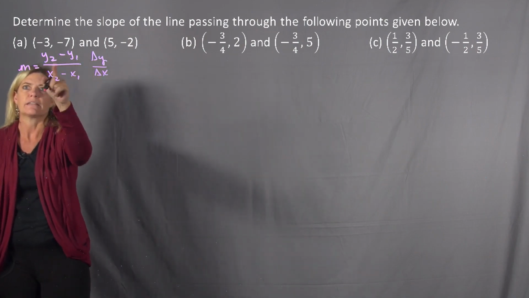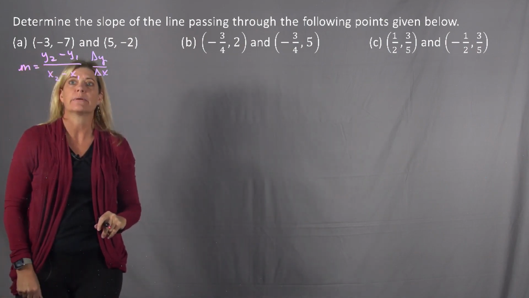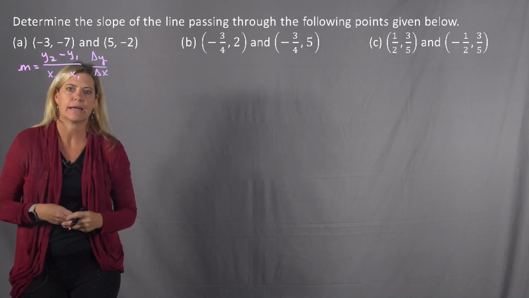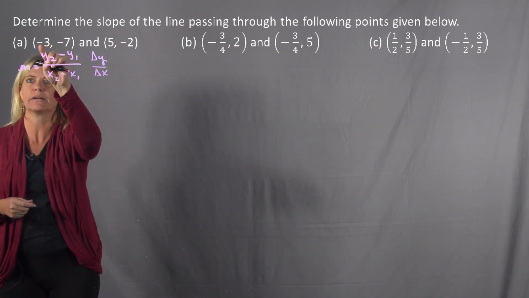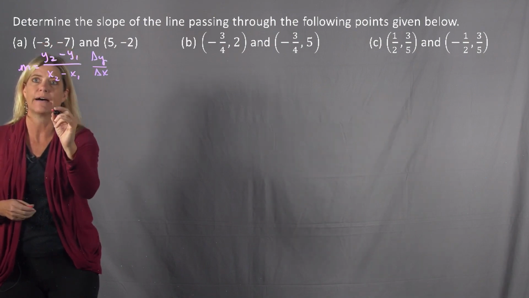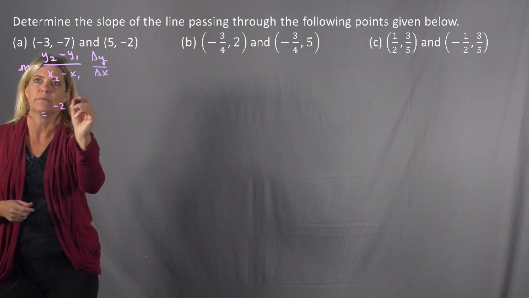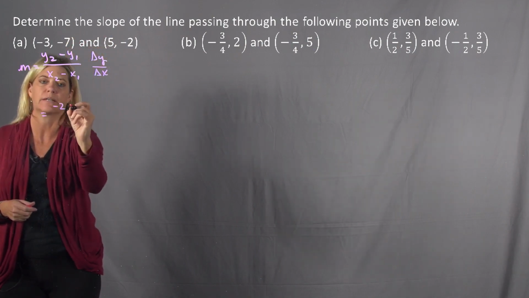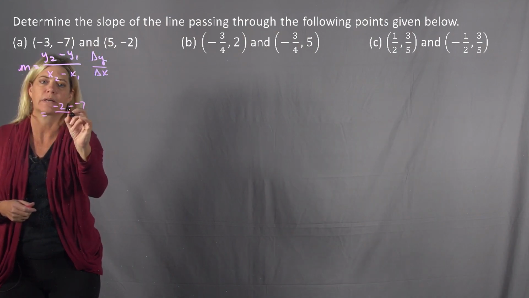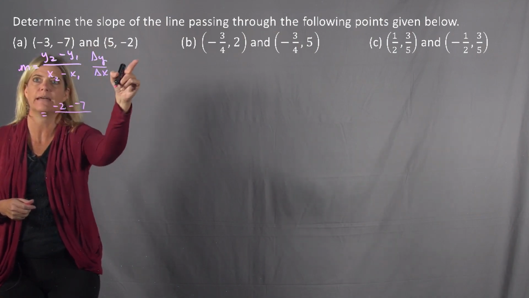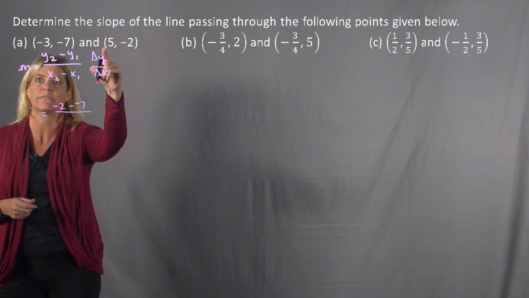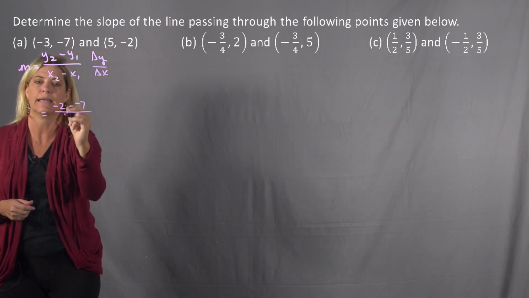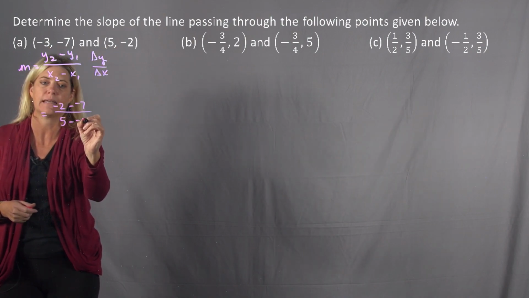So when we look at these points up here, we need to figure out what's y1, what's y2, what's x1, what's x2. So we pick a point here, -3, -7, we're going to make that x1, y1, and then we'll make 5, -2 the x2, y2. So let's take the -2 from over here, and then we're going to subtract this -7 right here. And then we're going to divide by, since we started with the -2 here on the y's, we now need to start with the 5, and we subtract this -3. So it's 5 minus -3.